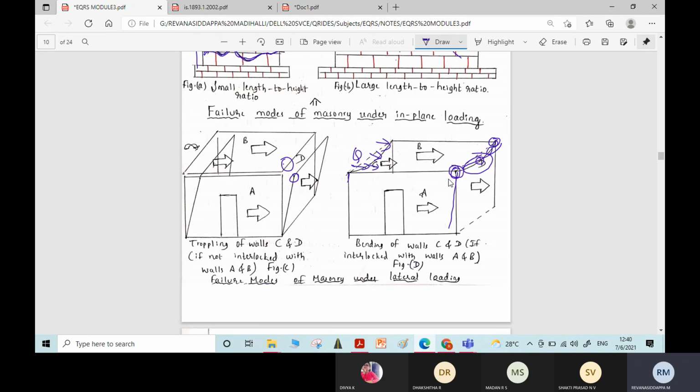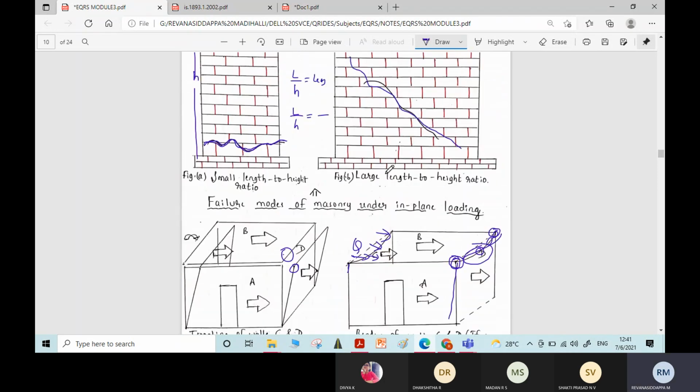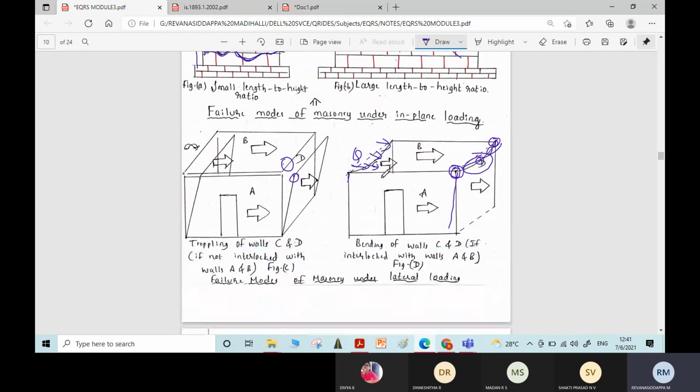So this is the case where the wall is improperly connected at the joint. This is the failure pattern where the wall is improperly connected with the joints. And this is the pattern where the wall is rigidly connected at the joints. If you are able to remember or write these figures properly, with what is there in this explanation, you can easily give the explanation.